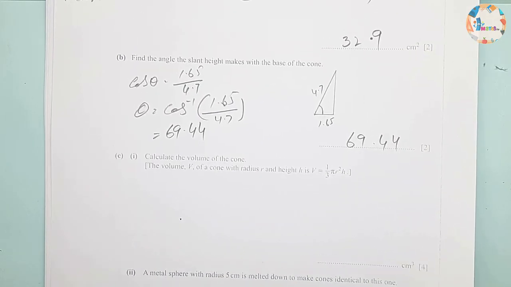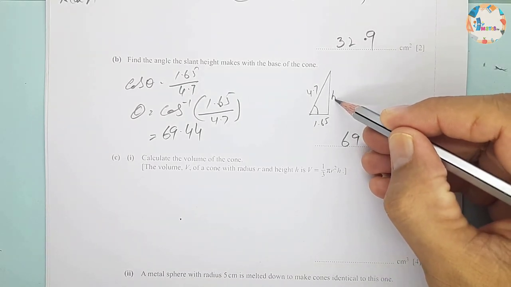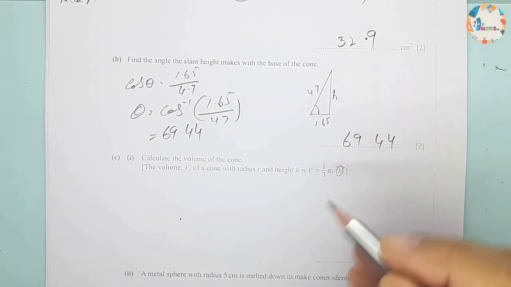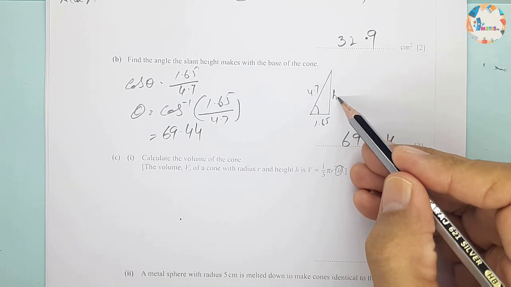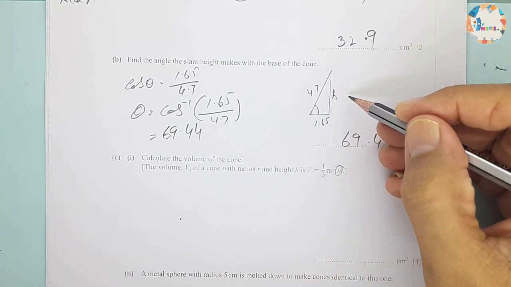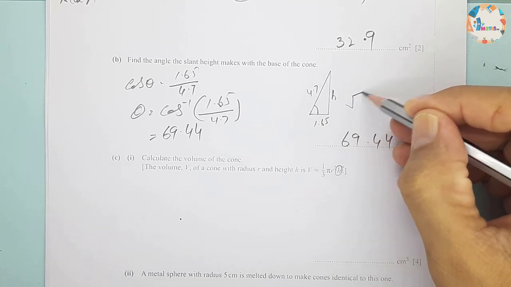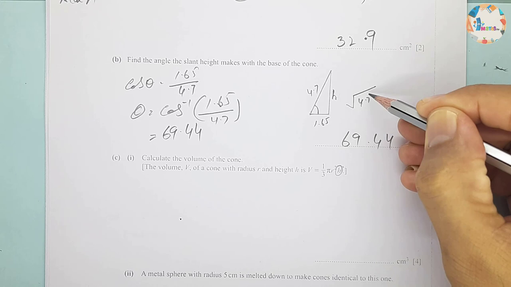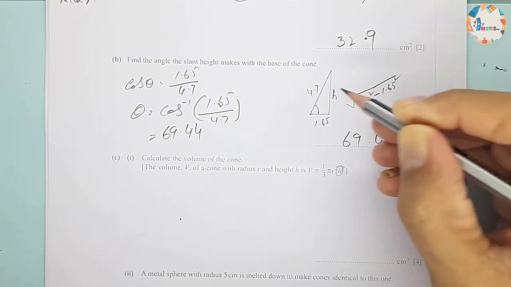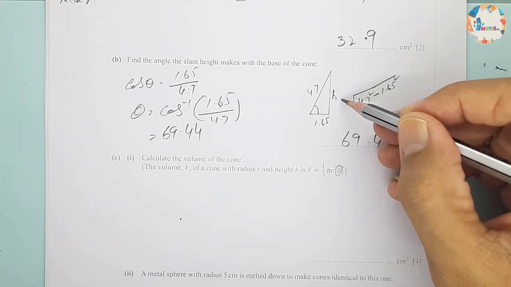Now C part, calculate the volume of the cone. For volume of the cone, basically we require height, which is this one. H also, perpendicular height will be required, this height. So rest of everything we have to calculate this. If we have to check this one, this will be equal to under root of 4.7 square minus 1.65 square. This side square minus this side square, under root will be H.